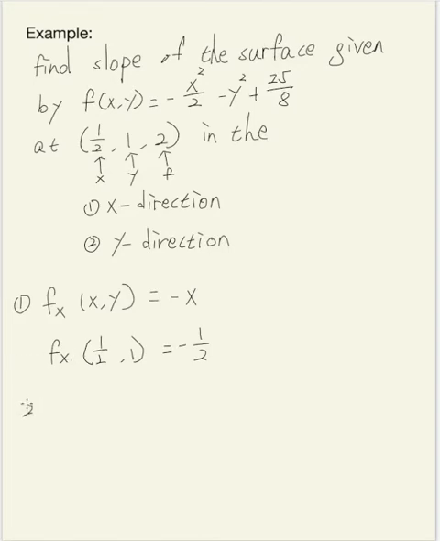Now let's look for the slope in the y direction. f_y of x and y is minus 2y. Therefore, f_y evaluated at 1/2 and 1 equals minus 2. So the slope in the y direction is -2.